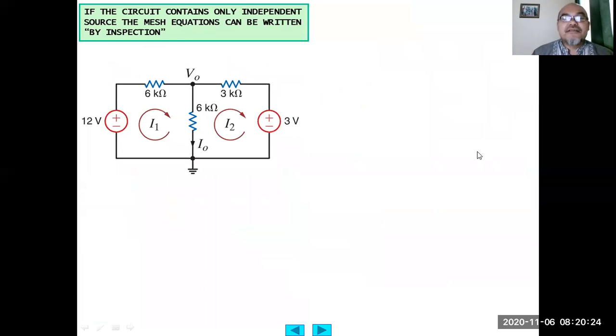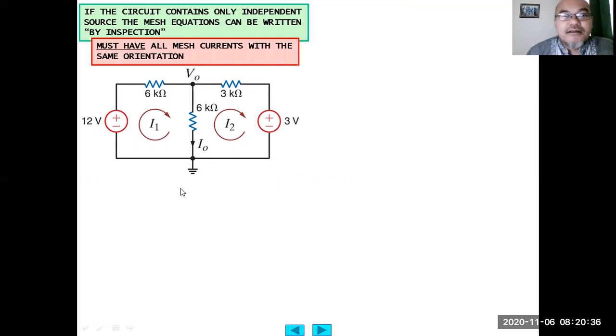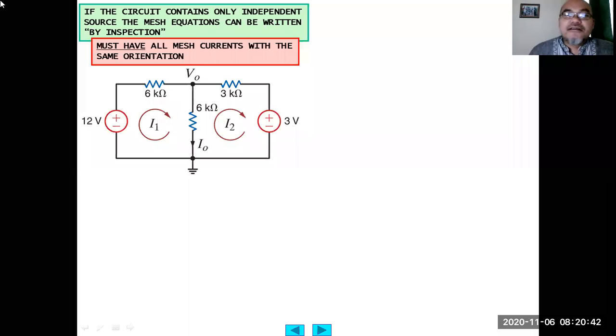If the circuit contains only independent sources, like this, like the previous example as well, the mesh equations can be written by inspection. You must have all mesh currents with the same orientation. So in this case, the orientation is similar, clockwise.